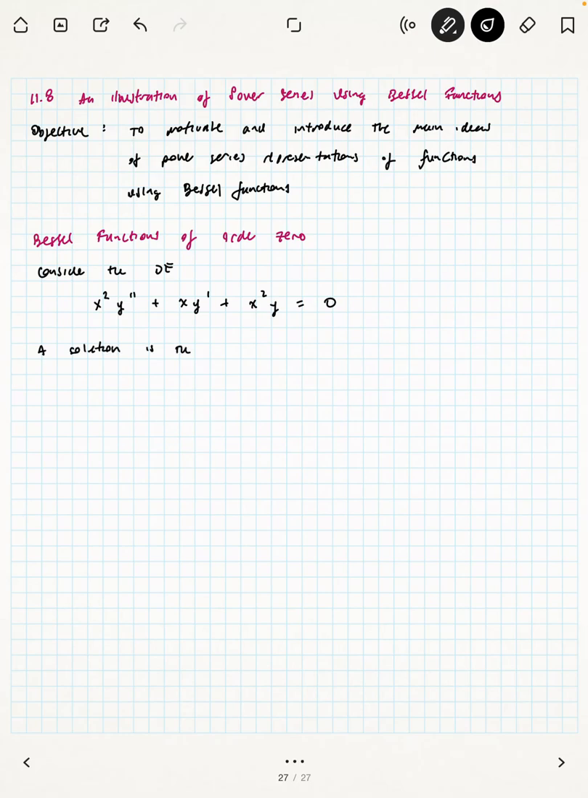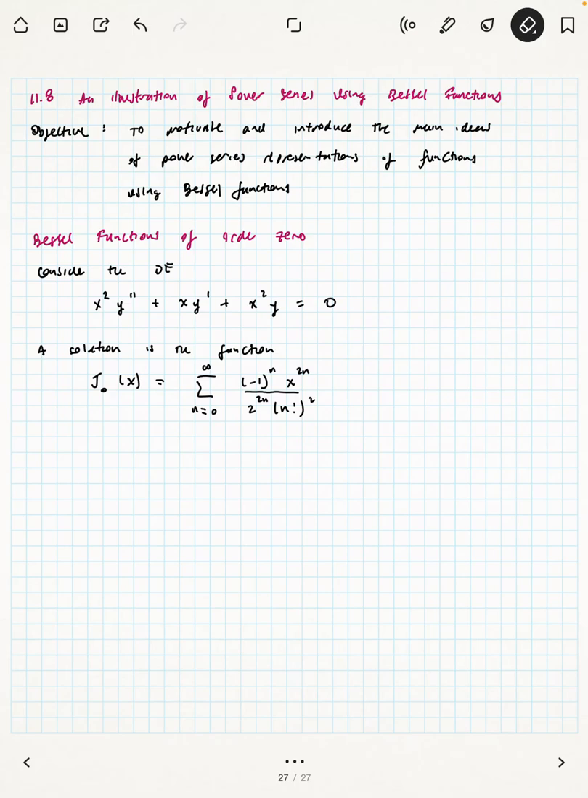What is a solution to this DE, right? How do we actually model that? A solution is the function, and at first it's not going to be clear that it is a function, okay, but it is. J sub naught of x equals the sum from n equals 0 to infinity of negative 1 to the n power x to the 2n power all over 2 to the 2n times n factorial squared.